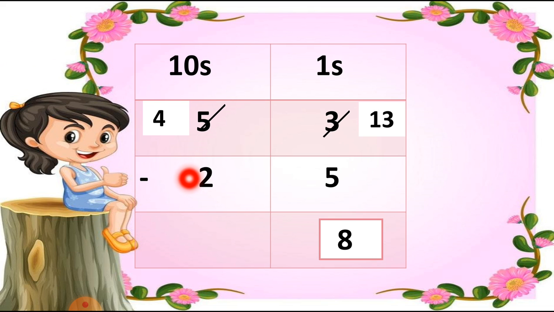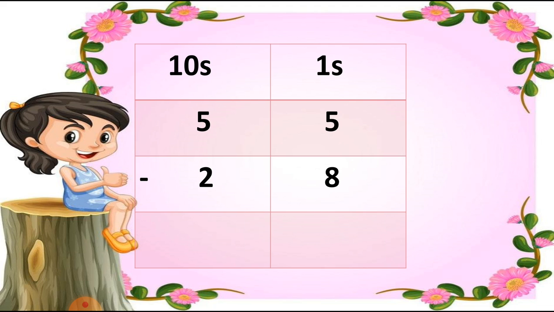Now let's cut the 2 number from this 4. We have to cut 2 numbers from this 4, not a 5 number. So 4 minus 2 is equal to 2. So students, here is our answer 28. It is as simple as this. So let's see some more examples.